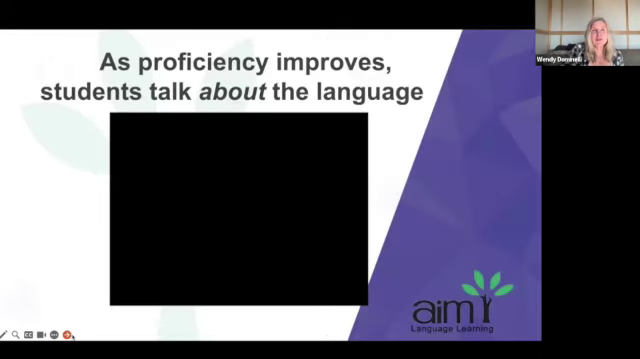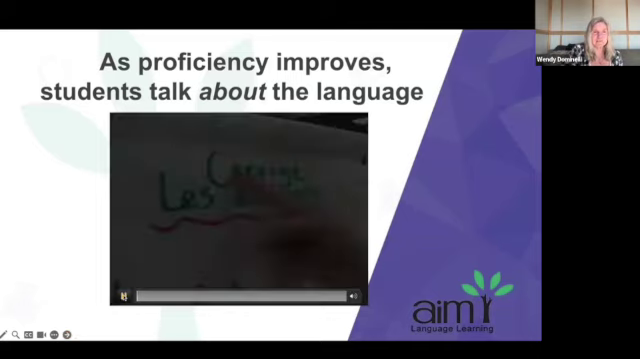Okay, we also work a lot about grammar, but only when it's appropriate. So this is an example of students working on grammar.